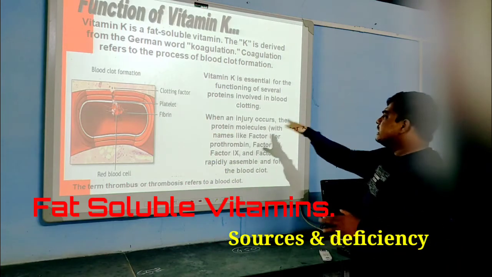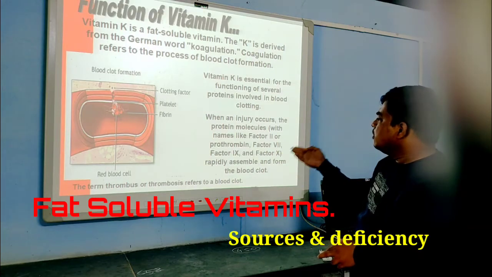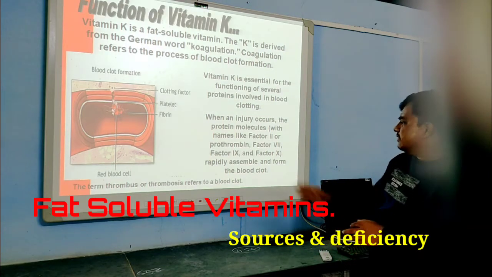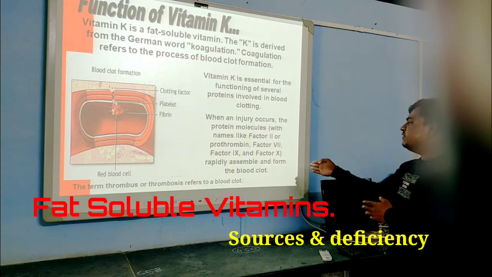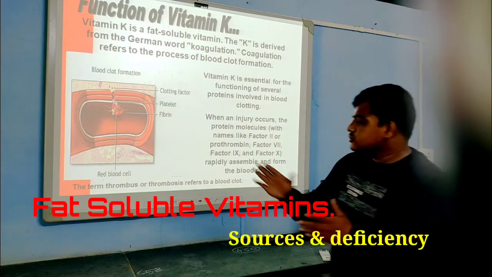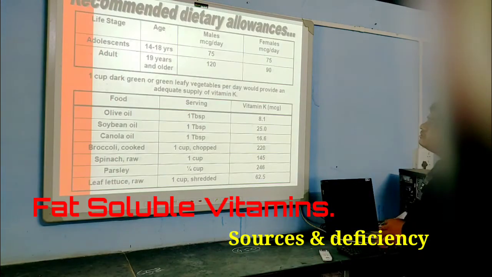And when an injury occurs, the protein molecules with names like factor 2 or the prothrombin, factor 8, 7, factor 9 and factor 10 rapidly assemble and form the blood clot. Okay, so the term thrombosis refers to the blood clot. So this is the recommended diet again.